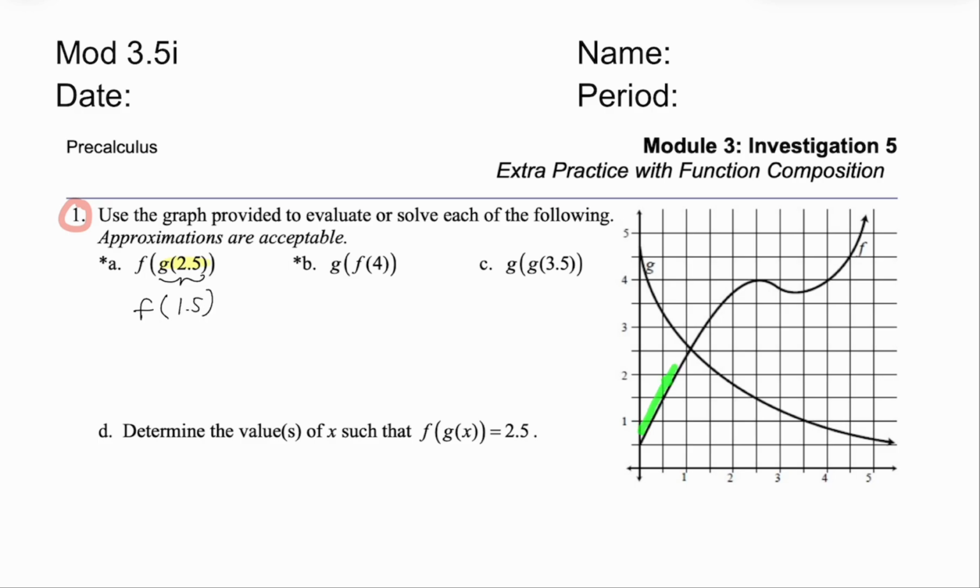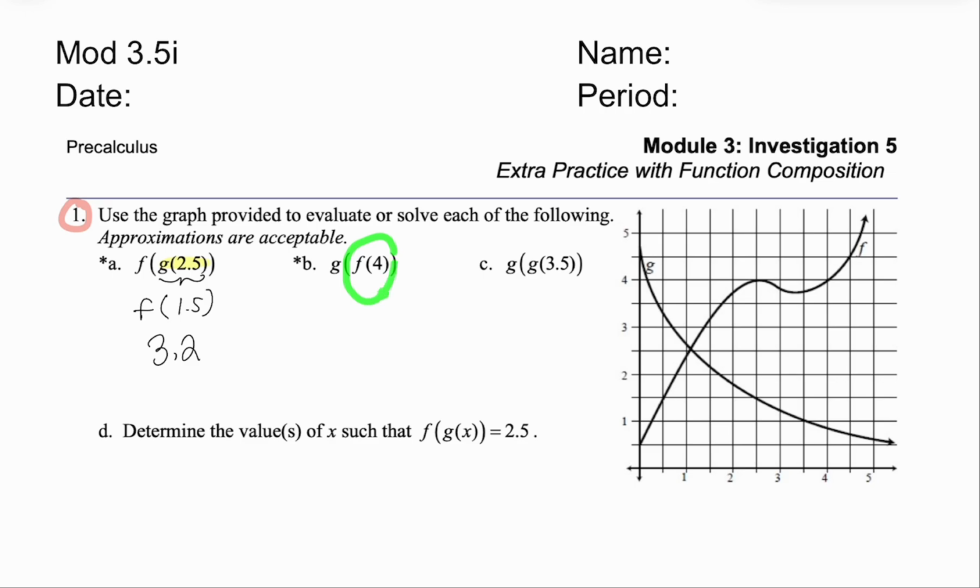Now we're going to go over to the f function and we're going to ask ourselves, when we are on the f function at 1.5, what is the height? So find an x value of 1.5, go up to our f function and say, where do we end up? Well, I think that's really close to maybe, well, said approximations were acceptable. Let's go to 3.2. Now, if you said 3.25 or 3.3, we're good. Let's do the next one.